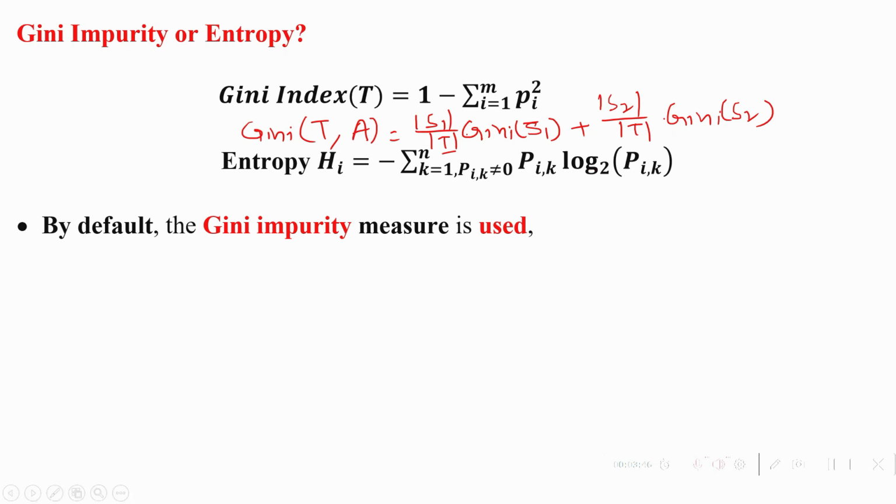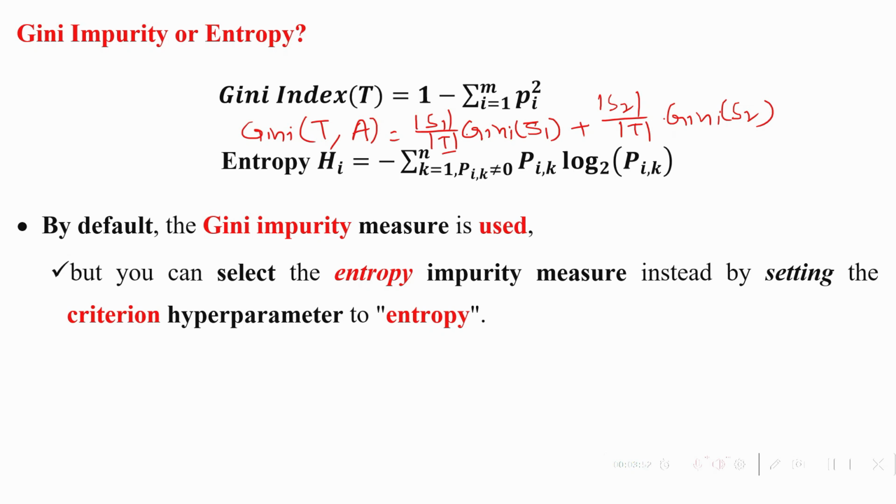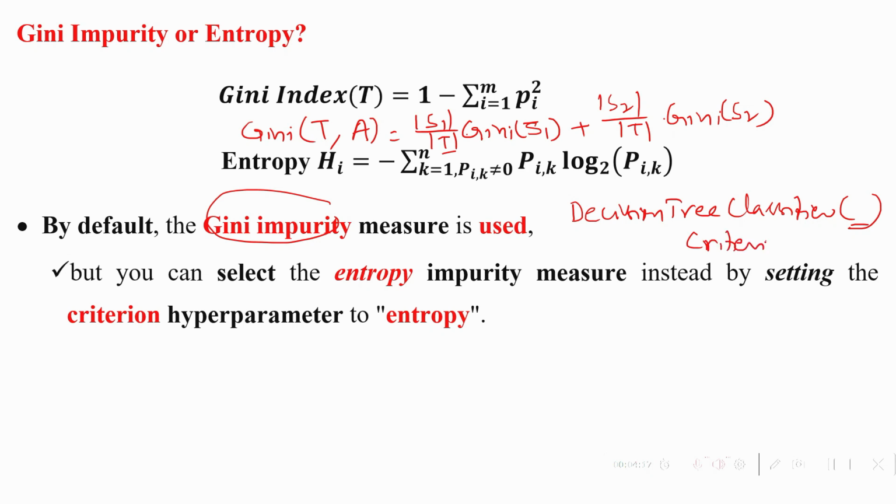Okay. Now here the Gini impurity measure is used by default. That means if you want to construct the decision tree with the help of the decision tree classifier that is present in sklearn, the default parameter is the Gini value. The default criterion equals Gini only. That means internally it uses the concept of the CART algorithm. Based on the CART algorithm, we construct the decision tree.